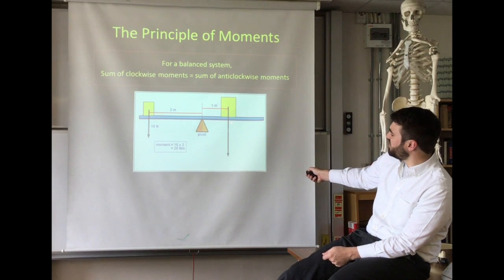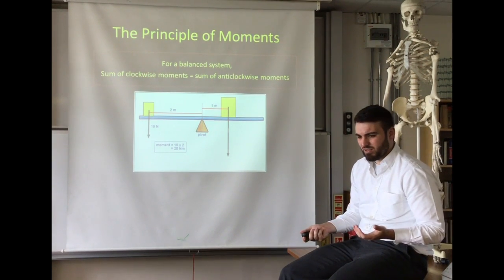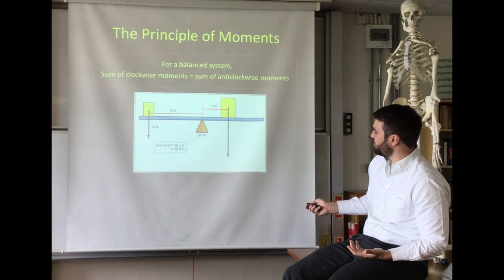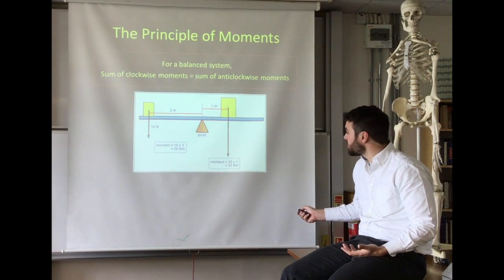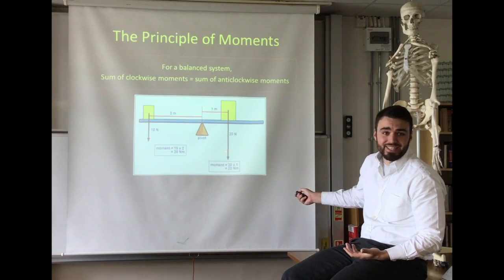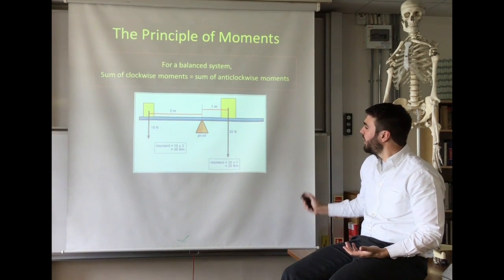This is going to be 1 times something. Well, what would it be? Well, I know it's balanced, so I know the moment must be 20 newton meters, which means the force, 1 times something is 20, it must be 20, mustn't it? Alright, let's do another one.